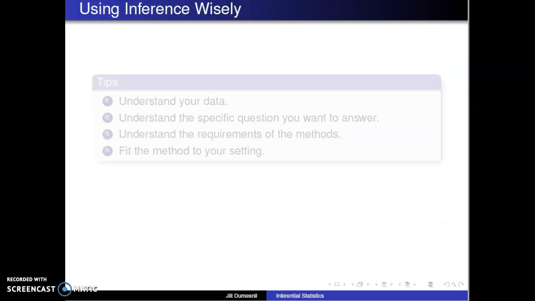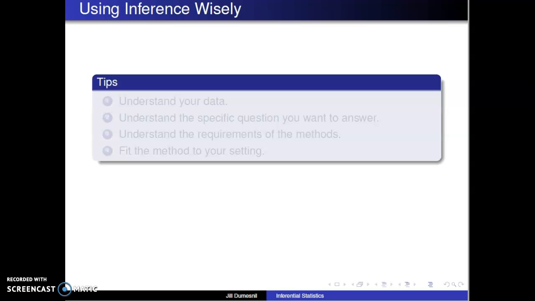Before we launch into descriptions of the various techniques for inference, we should consider how to use inference wisely and avoid some flagrant errors. First, understand your data. Conduct exploratory analysis to organize and summarize the data. Next, understand the specific question you want to answer. Statistical inference works well when you first decide what effect you suspect, design an experiment or sample to search for it, and then use a statistical test to weigh the evidence you obtained.